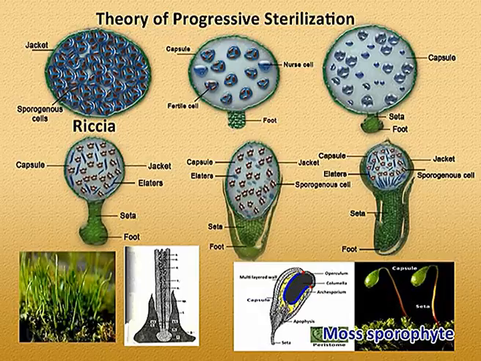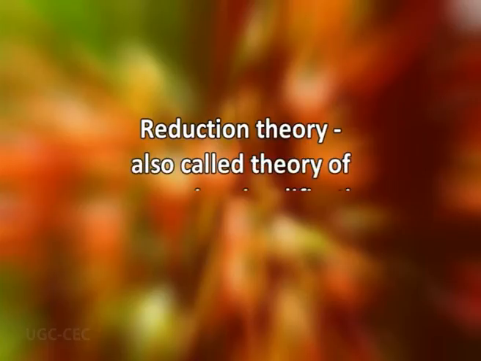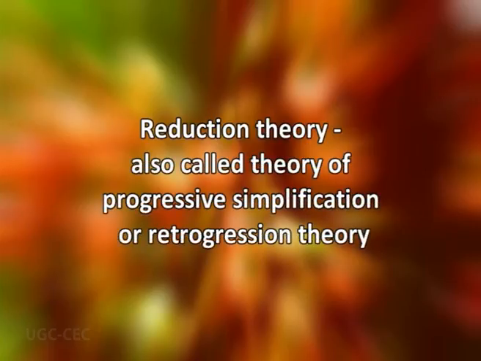Thus, this theory conceives the moss sporophyte with maximum complexity and sterilization as highly advanced and believes its evolution from Riccia by progressive sterilization of fertile tissue. Now we come to the second theory, that is the reduction theory. This theory is also called the theory of progressive simplification or retrogression theory.